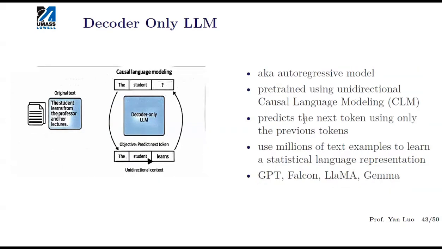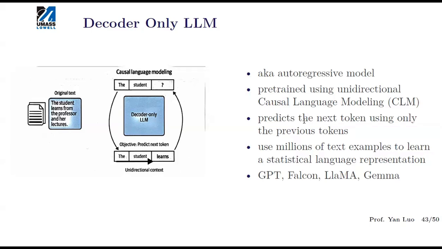The decoder-only model is also called the autoregressive model. It is most of the large language models, the tools that you are using: the ChatGPT models, the Gemma models we're using in our lab, and Llama models. All these are decoder-only models. They are trained using unidirectional causal language modeling. And that's why, if you recall some of the APIs we call in our example code, it's called causal LM. So this is where causal LM is from.